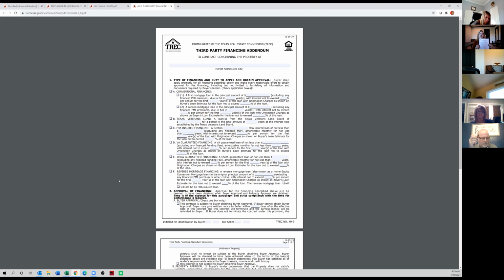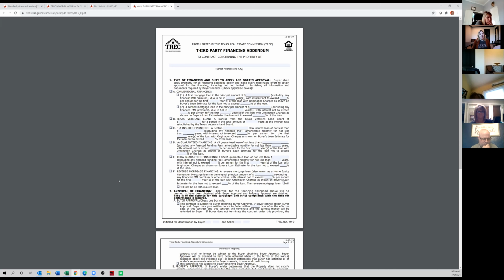All right, first, read this first part that says type of financing and duty to apply and obtain approval for paragraph 1. Buyer shall apply promptly for all financing described below and make every reasonable effort to obtain approval for financing, including but not limited to furnishing all information and documents required to the buyer's lender.